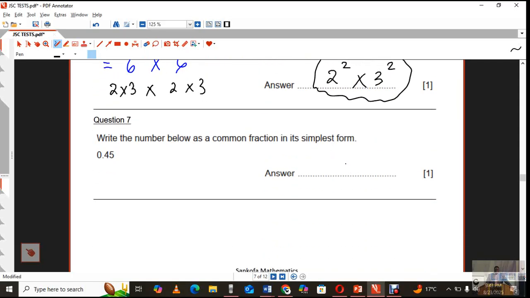The number below is a common fraction. You should write it as a common fraction in its simplest form. Simply writing 45 hundredths is not going to cut it, but 9 over 25. This is the final answer that we are looking for.